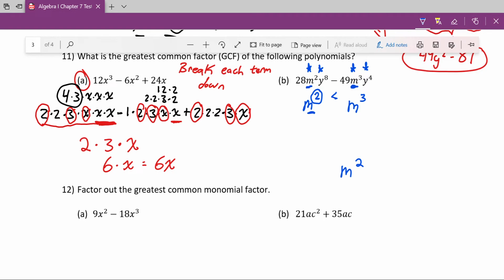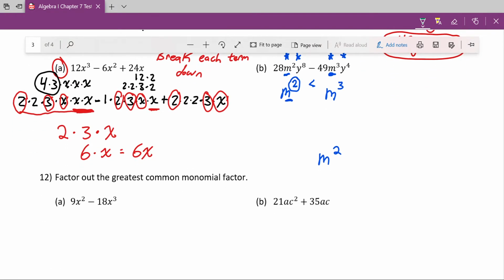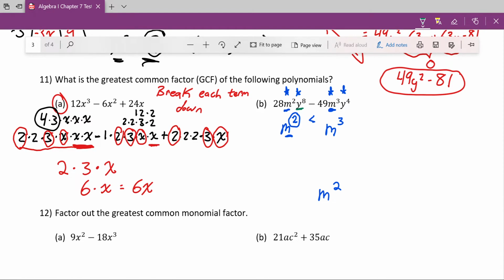Now we're going to do this with y as well. That way we have some continuity. Let's pay attention to y real quick. The first term, 28m squared y to the 8, has y to the 8. The second term, negative 49m to the third y to the fourth, has y to the fourth. So again, 4 is less than 8. So I know that it's going to include 4 y's. So we're going to say m squared y to the fourth. Now that is part of our answer, okay? This is part of our answer.